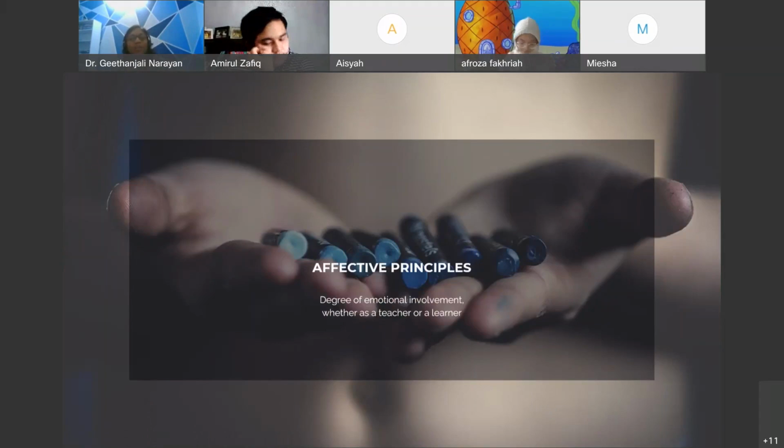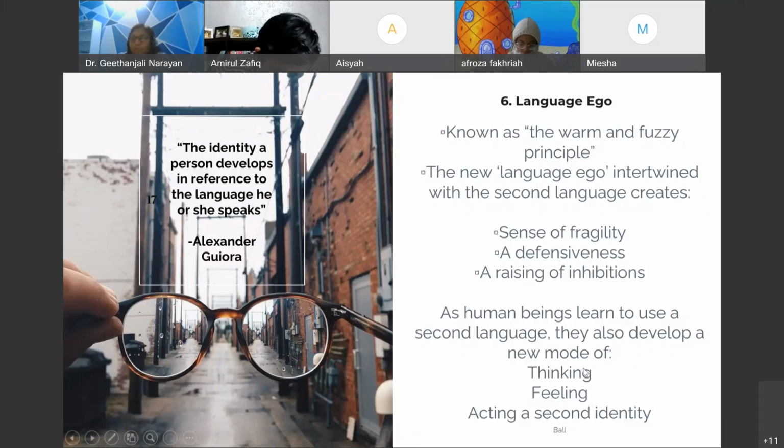One is the affective principle, right? Affective, as I mentioned, is anything to do with the heart. It's the degree of emotional involvement, regardless of whether it is the teacher's or the learner's emotional involvement. Okay, so the first one is language ego. What do you understand by language ego?